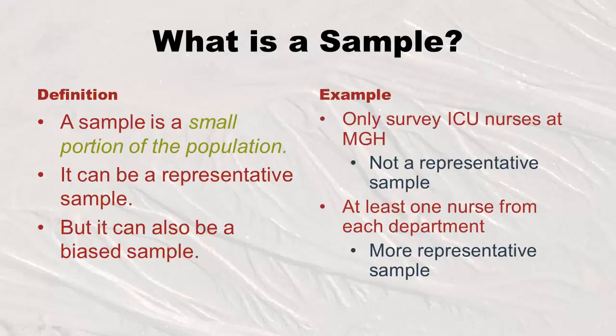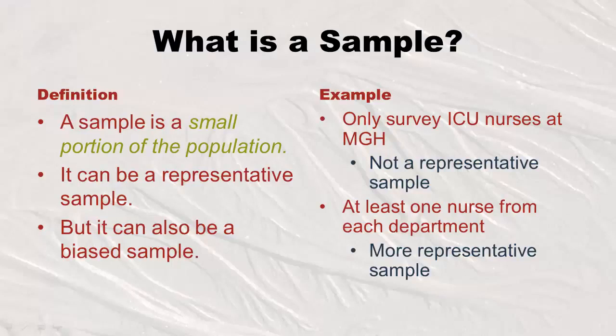So let's just go back to MGH and think. Let's say we were going to survey a sample of the population of nurses at MGH. Let's say we only surveyed nurses in the intensive care unit. That would be a sample, but not a representative sample. So it would be a small portion of that population, but not a representative one. Probably more representative would be if we asked at least one nurse from each department.